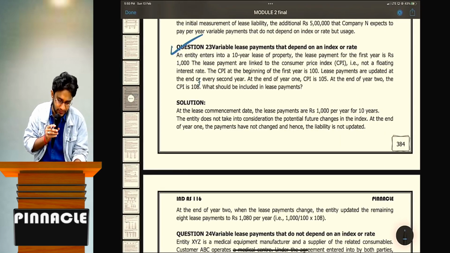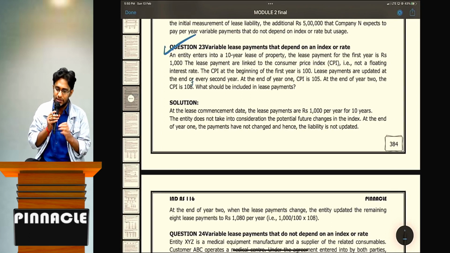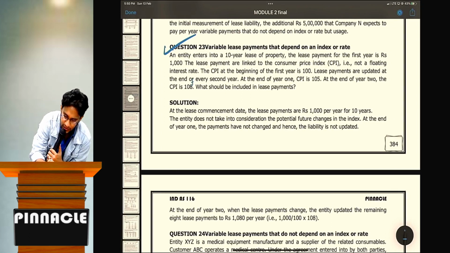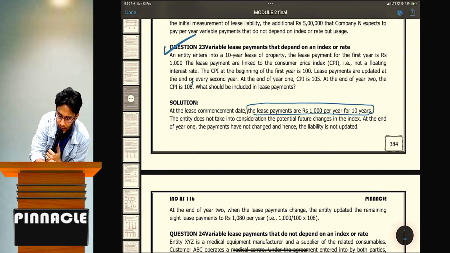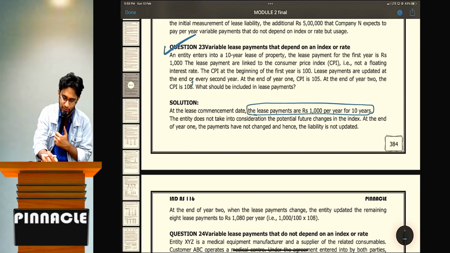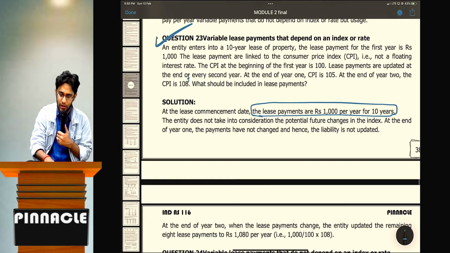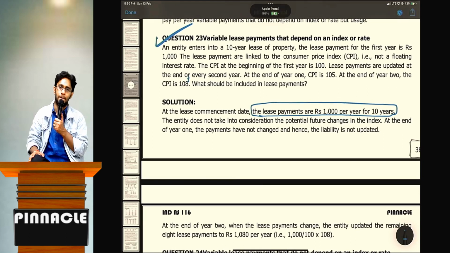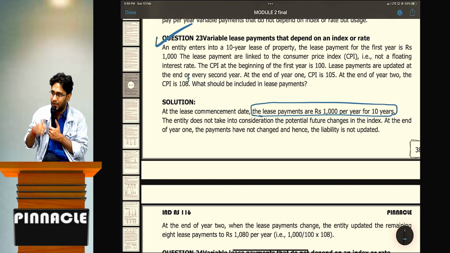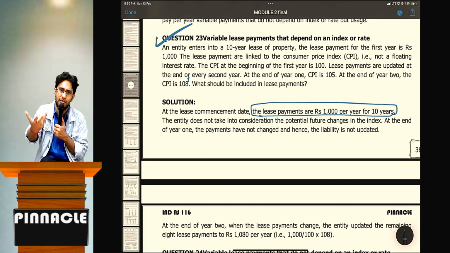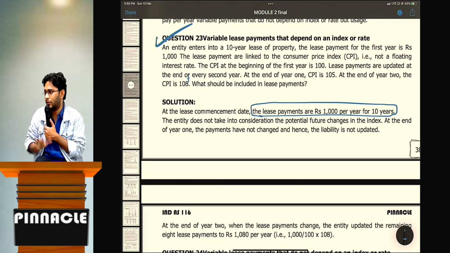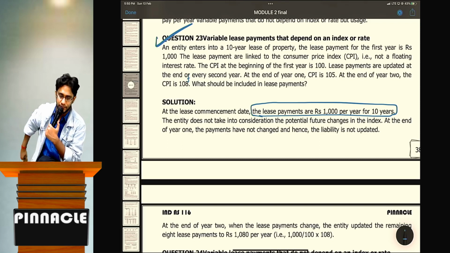So now read the answer. At the lease commencement date, the lease payments are 1000 per annum for 10 years. That fellow won't give you the full explanation, sir. That's why I have to write and show you. At 1000 per annum, sir. Today CPI is 100 on the first day. For all years it is 100, so every year it will be 1000 only, no? Like that he got 1000.